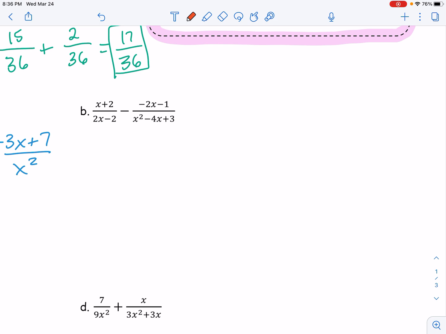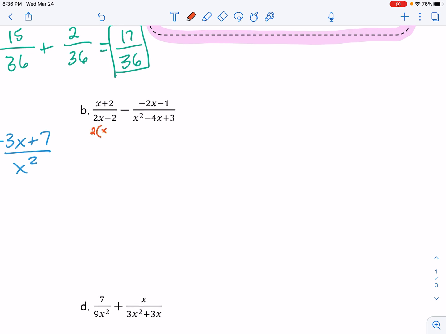Well, the first thing that I want to do is factor those denominators so I know exactly what I'm working with, because if they had the same factors, then that's going to be part of the common denominator, if you will. So I'll rewrite this denominator as 2 times x minus 1. And then I need to factor this other denominator. Factors of 3 that add up to negative 4: that's going to be x minus 3 and x minus 1.